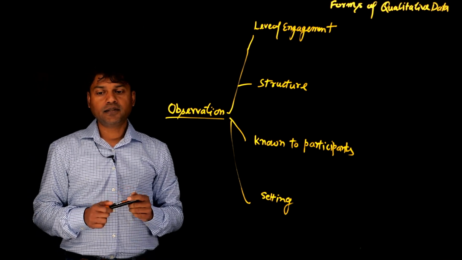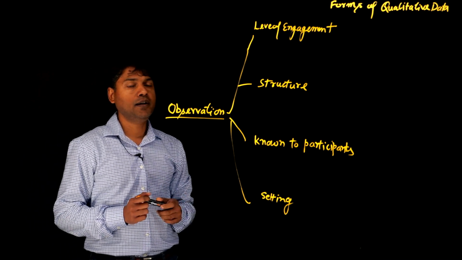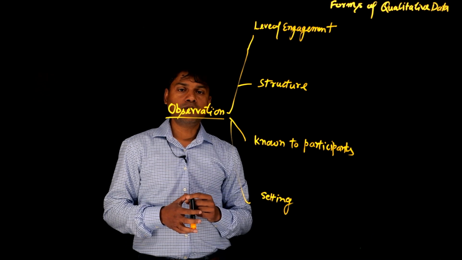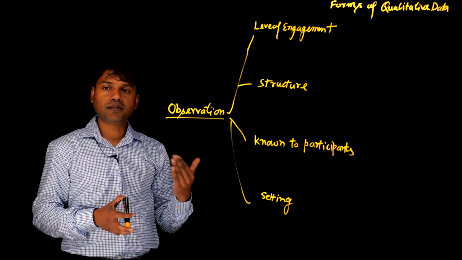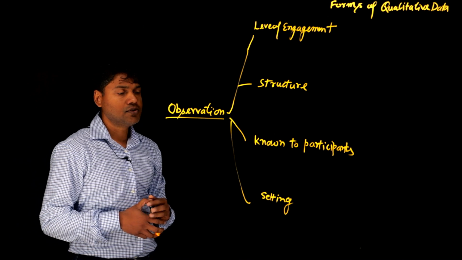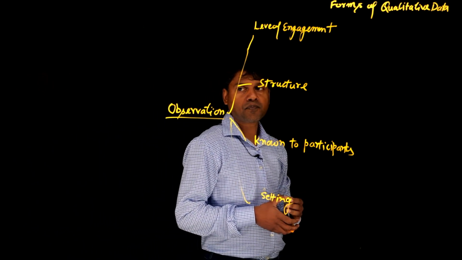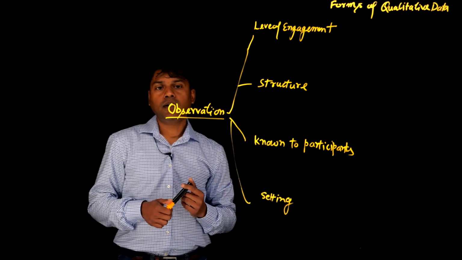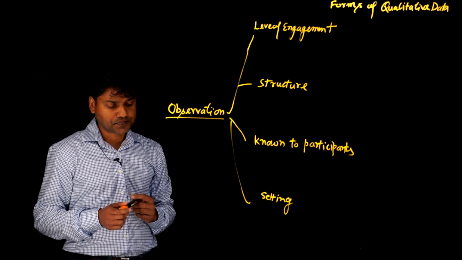Observation data is another popular form of data used by qualitative researchers. And it's a very important form of data because it really helps you to develop further insight about behaviors, cultural practices, perceptions of people. So observation is a very popular method of collecting data in qualitative research.